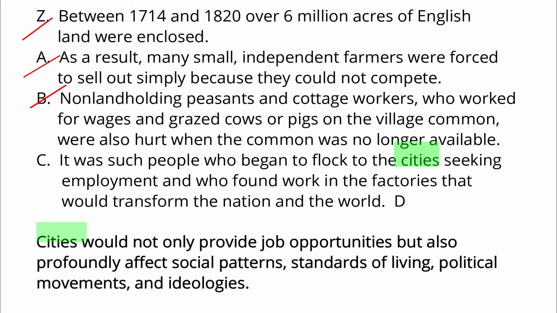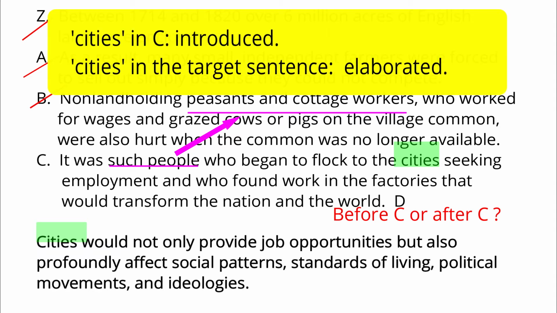Since C talks about cities, the target sentence must be either before C or after C. To determine which one, we should examine which sentence is most closely connected to B. C follows directly after B as it discusses what happened to the people in B. That is, peasants and villagers moved to cities to find jobs, and this event led to national transformation. By contrast, the target sentence only talks about the role of cities. Since B and C are cohesive, the target sentence should come after C. Answer: D.